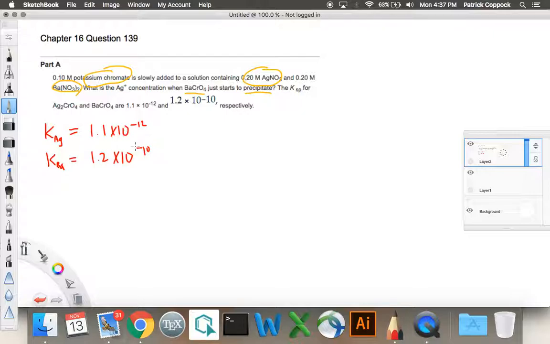All right, so what does this mean? Well, this means that the silver chromate is substantially less soluble. So what that means is that my first few chromates that go in there, anything that precipitates out is going to be first of all silver, right? Because this is substantially much less soluble. Okay, let me think about this for a second.